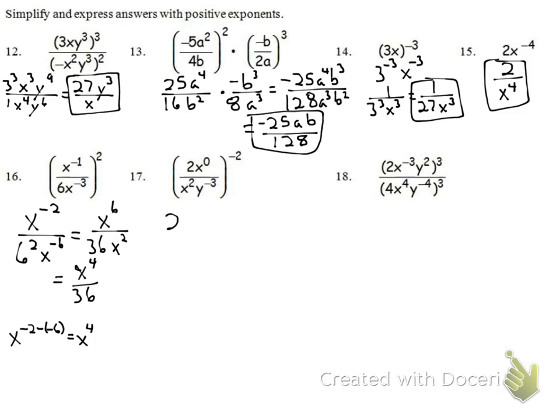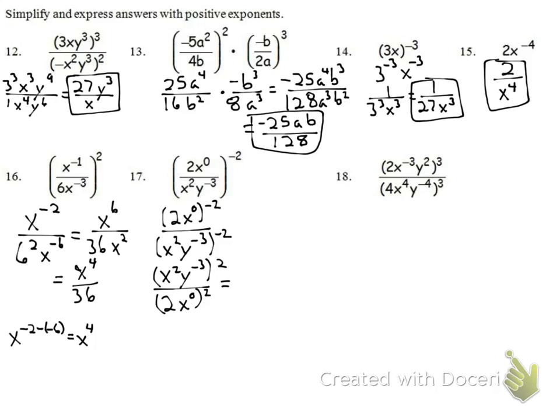17, I get 2 to the negative 2. You know what, before we get ahead of this, each of these terms is going to have a negative 2, both the numerator and the denominator. So instead of taking that negative 2 and distributing it, why don't we flip it first and write it as x squared y to the negative 3 squared over 2x to the 0 squared. Now we can kind of work with it, and we've taken care of the negatives.